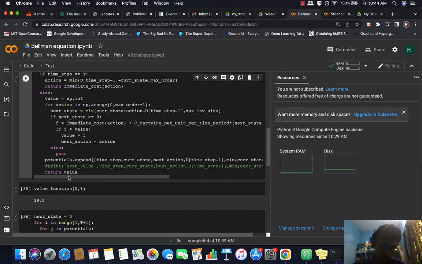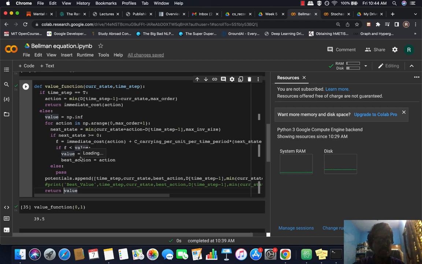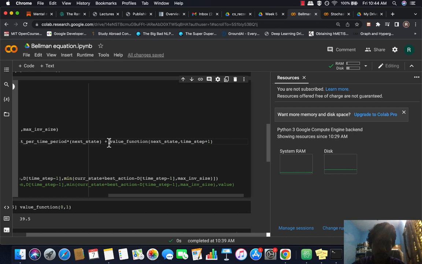And we finally return the value. So where do we have the recursive relation? The recursive relation comes here. When we are in the current state and the current time step, we need to find the value of the future state and the future time step plus one's value function. So this is where it comes.